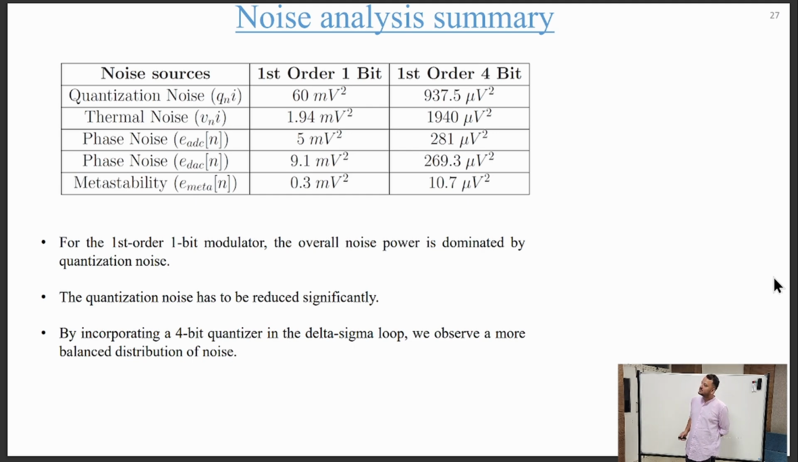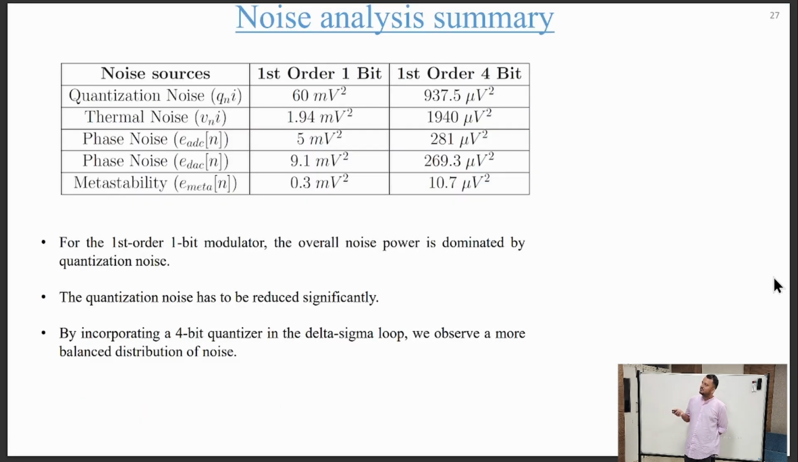Based on those error models, we calculated the noise variance, for which two cases are shown here. In the first-order 1-bit case, we can see that it is heavily dominated by quantization noise, and the effect of the other noise sources, even though we inject the maximum possible noise from all the sources, is very minimal compared to quantization noise. To reduce quantization noise, we move to higher resolution. Here we can see a more comparable distribution. So we opted for a multi-bit design choice in the delta sigma modulator.